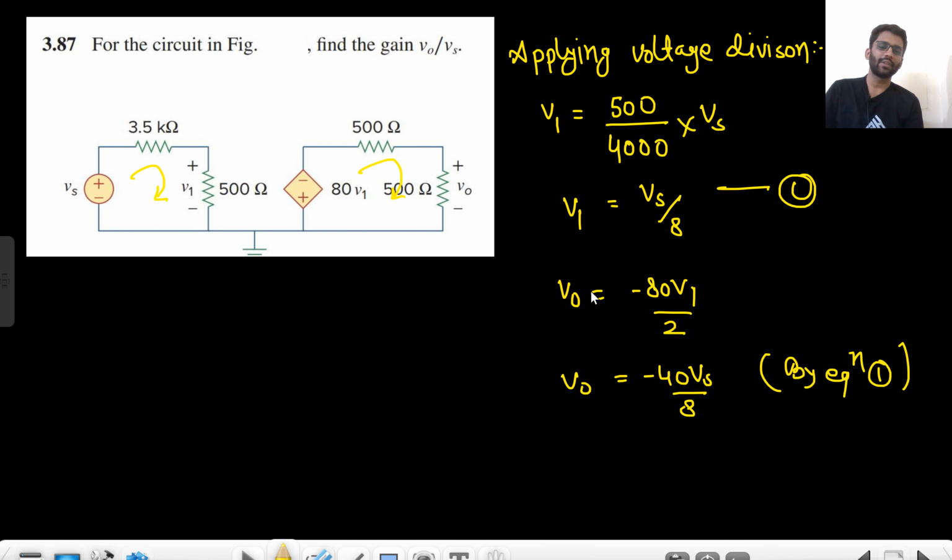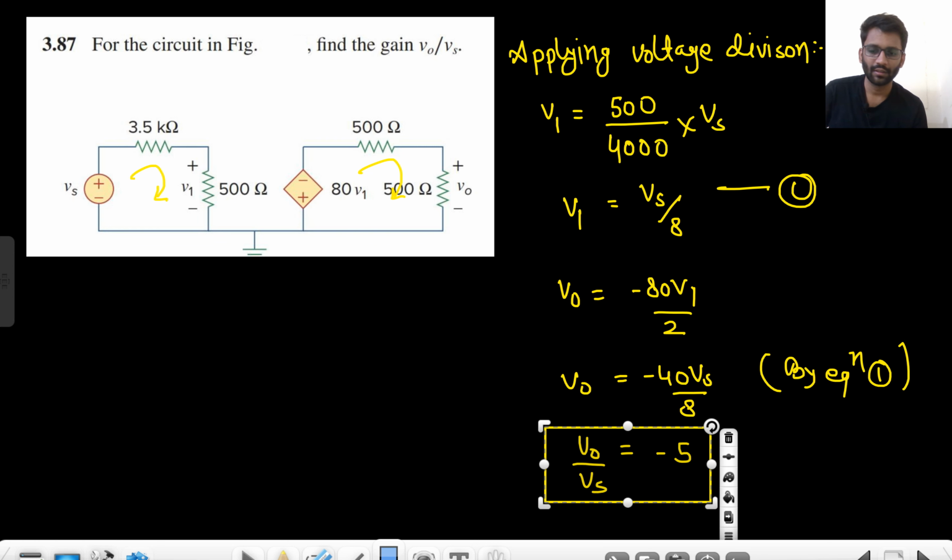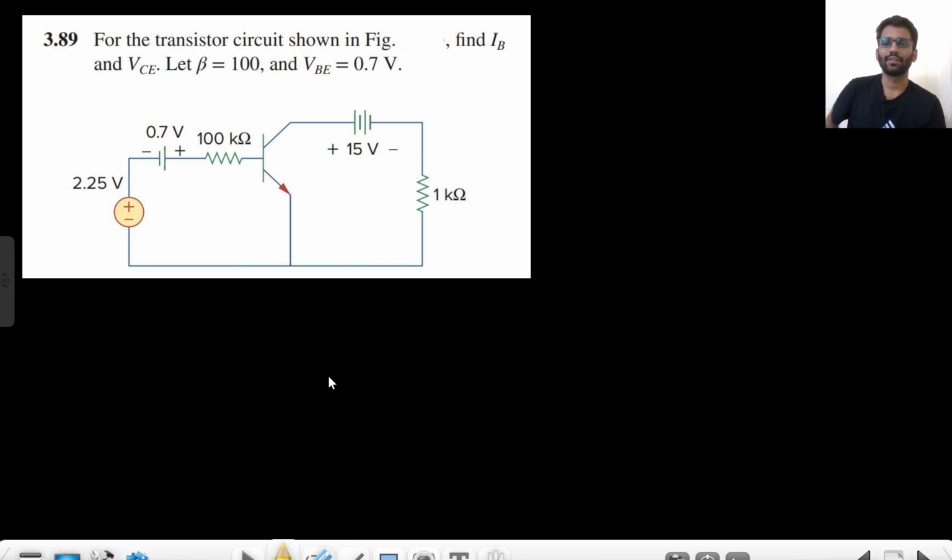V naught is equal to minus 80 V1 by 2, because the 500 ohm and 500 ohm will be equally divided. So by 2, that is minus 40 into V1. V1 is Vs by 8. So simply we get V naught by Vs is equal to minus 5. That's it. Okay, let's move on to the next question.